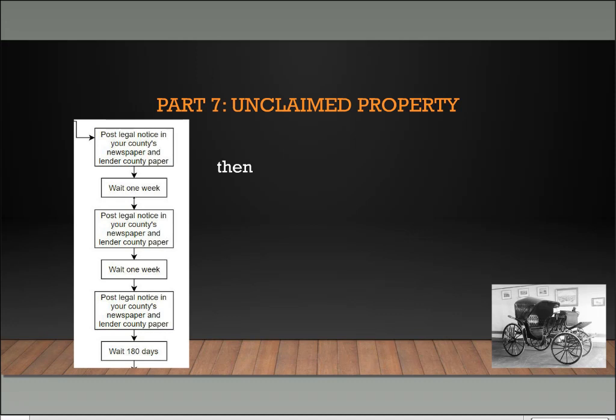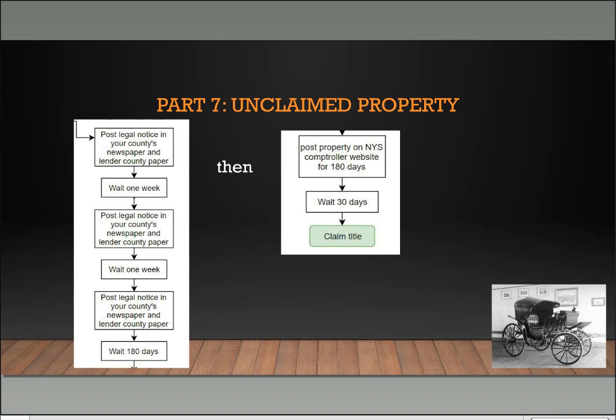Then, after that, we've sent him some mail, and nobody received the mail. We've posted notices in the newspaper or newspapers, and we have waited 30 days and we have waited 180 days. Then we are going to post the property on the New York State Comptroller's website for 180 days. The posting remains up for 180 days. At the end of the posting period of 180 days, we then wait 30 more days. If no one comes forward, we can claim title to this carriage.